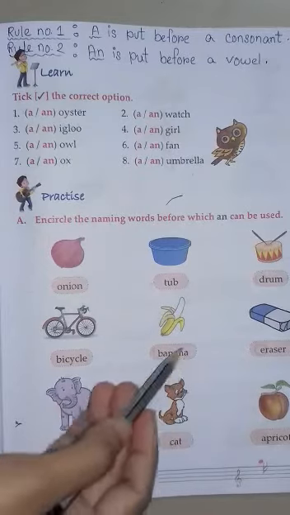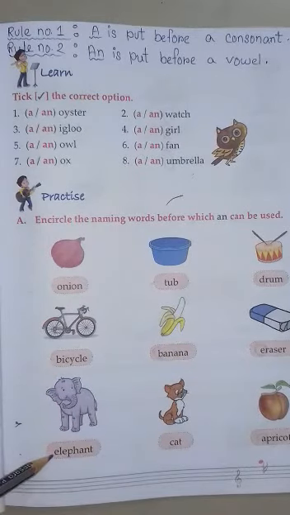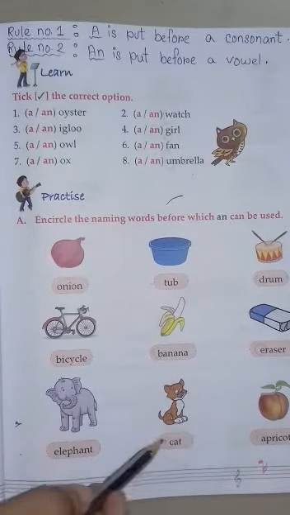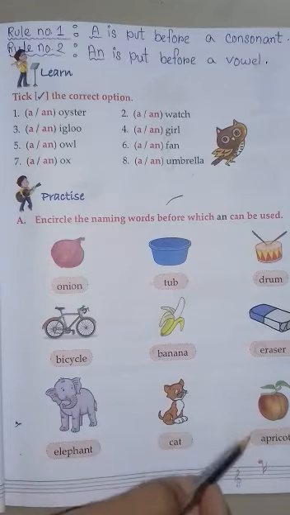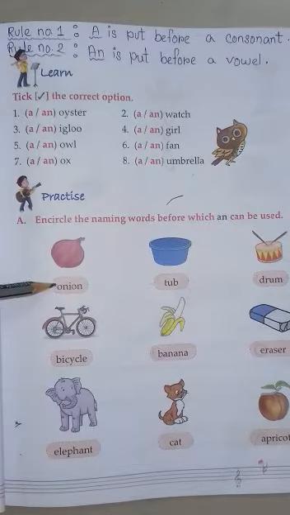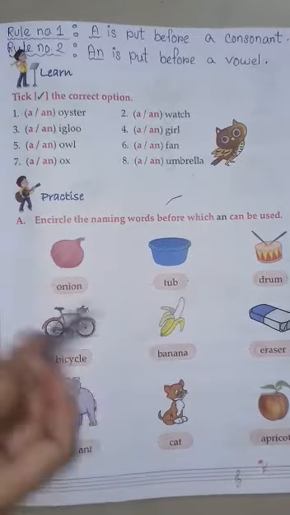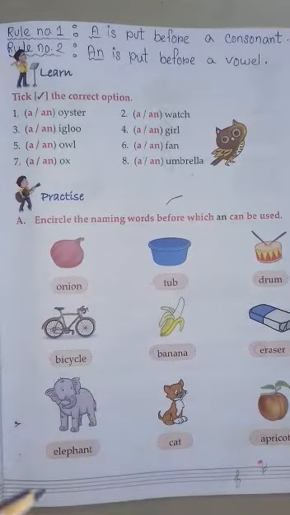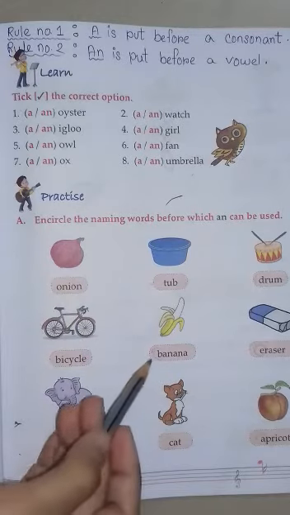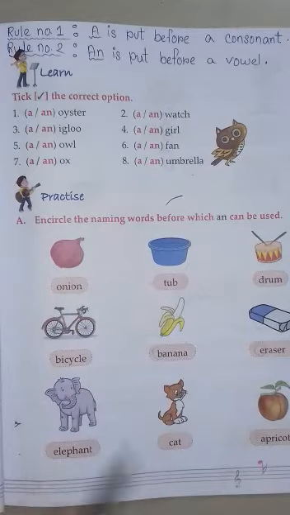B, no, this is a consonant. B, no, this is also a consonant. Elephant starts with the letter E, so circle it. C, no, it is a consonant. Apricot, A, yes, it is a vowel. So we have to find out if the first letter is a vowel or not, only the first letter. If it is a vowel, then we will put An and we will encircle it. Or if it is a consonant like B, T, D, C, then we will not encircle it.